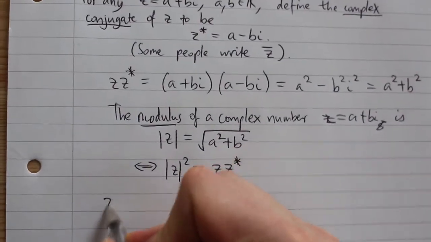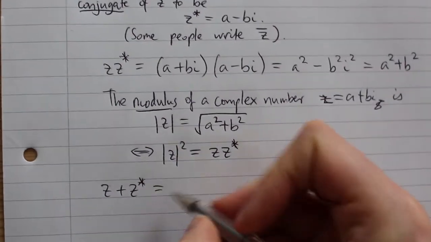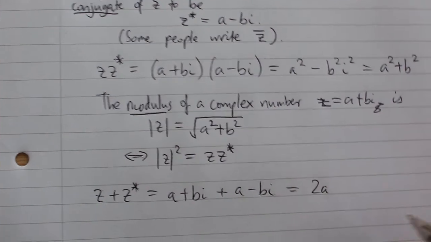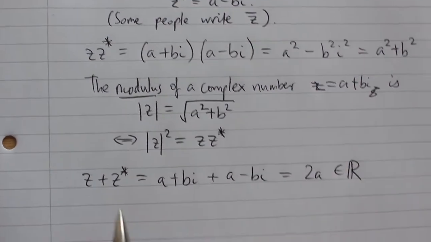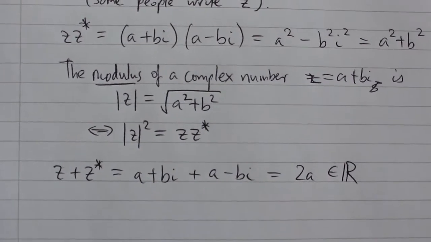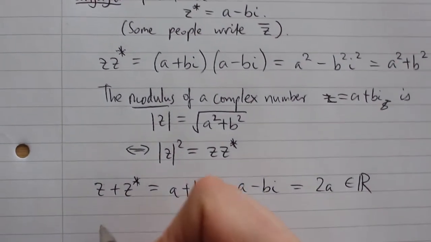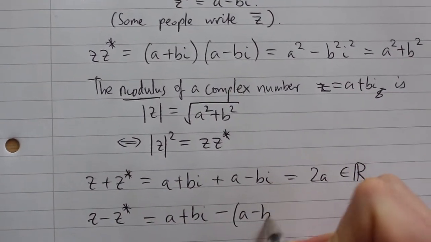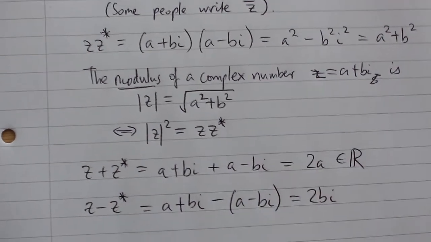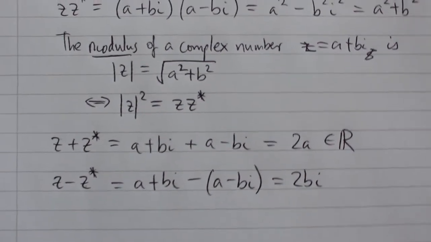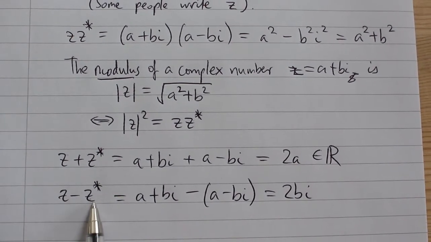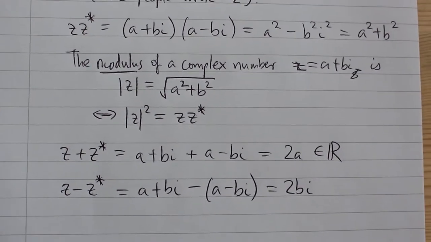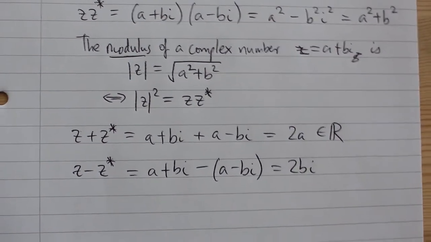And let's also work out z plus z star. That's a plus bi plus a minus bi. Well, that's 2a. That's a real number. So if you add a complex number and its complex conjugate, you always get a real number. And if you subtract, we have a plus bi minus a minus bi. That's 2bi, which is a purely imaginary number. So if you subtract the complex conjugate of a complex number from the complex number, you get an imaginary number. And we can use this to divide complex numbers.